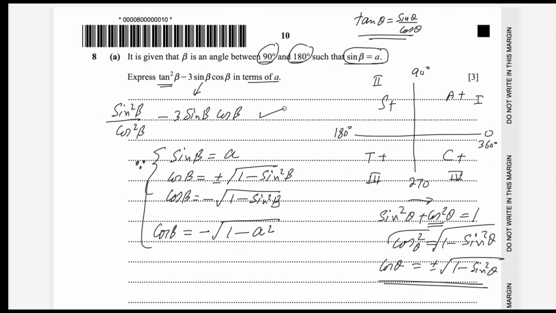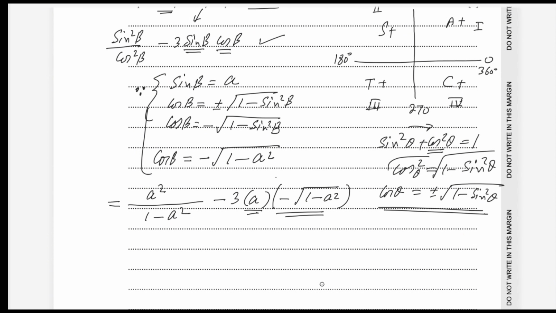Use these values in this expression. We get sine square as A square, and cosine is squared here, so the negative becomes positive and we get rid of the square root. The squared answer will be 1 minus A square. Then minus 3 into the value of sine beta, that is A, and the value of cosine beta, that is minus the square root of 1 minus A square. What I did here was replace the values for sine beta and cosine beta.